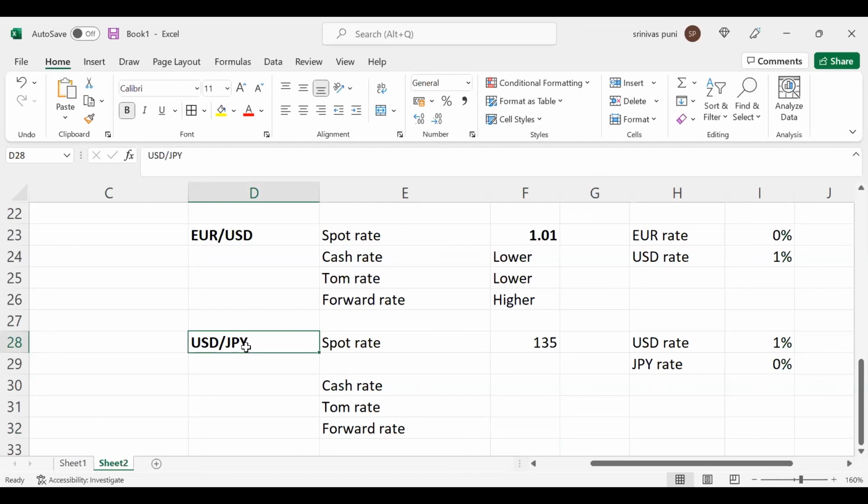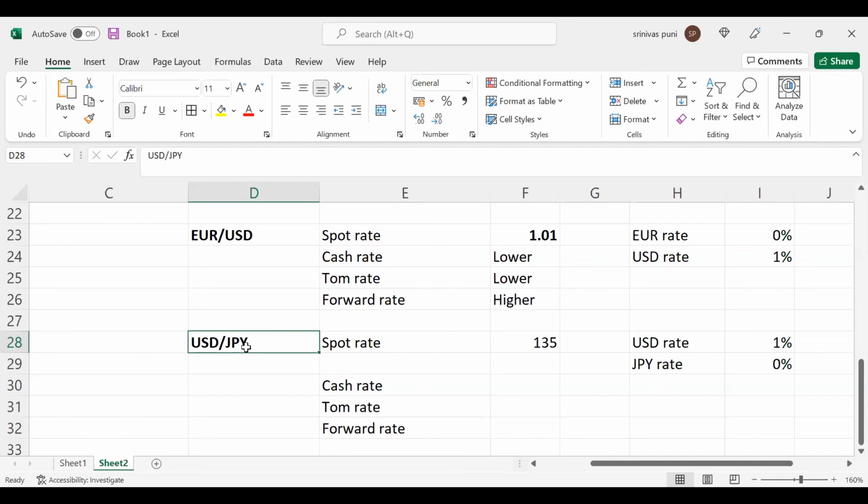$1 is how many JPY? So you focus on dollar as the currency, whether it is of higher value or a lower value. In this example, dollar interest rate is higher. So to compensate the buyers, the rate on the forward market has to be lower. In the dollar yen market, the dollar has to be at a discount, not at a premium.